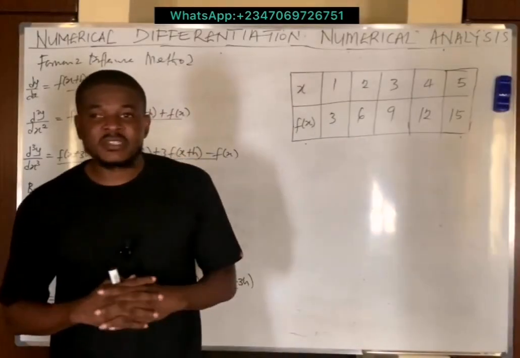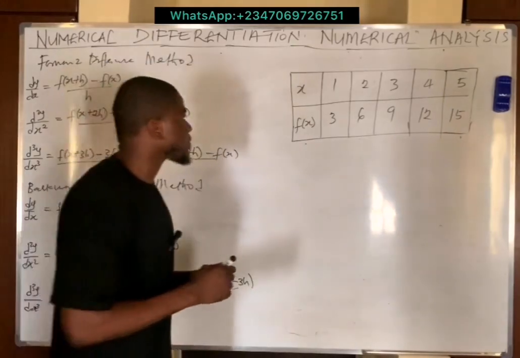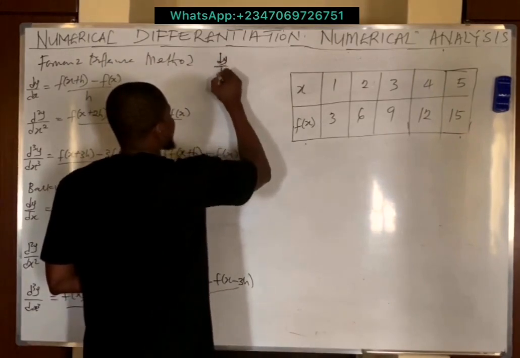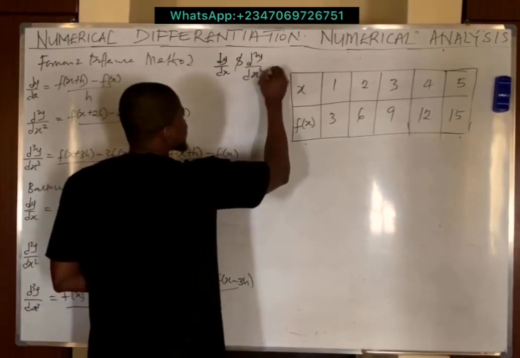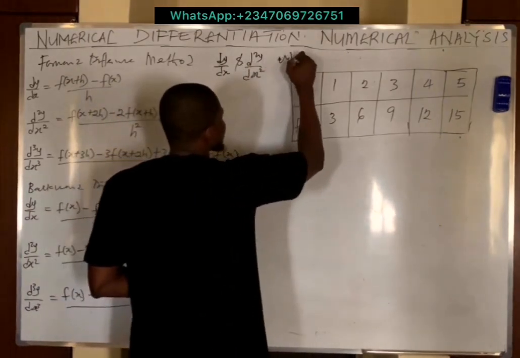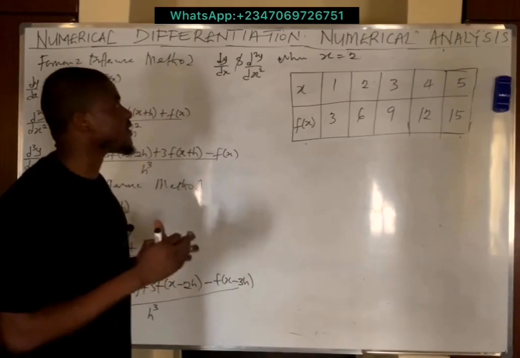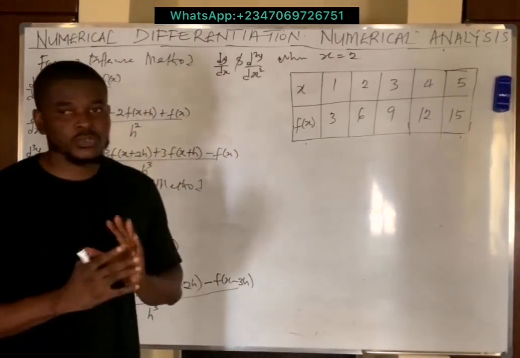All right, so let's say we're using this same table as an example for our explanations. Let's say we're asked to approximate the first and second derivatives, dy over dx and d squared y over dx squared, when x is equal to 2. So we're asked to find the first and second derivative approximation when x is equal to 2.